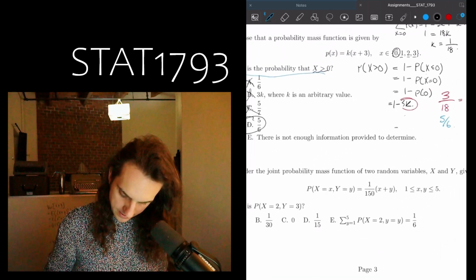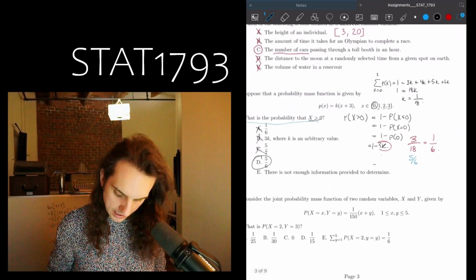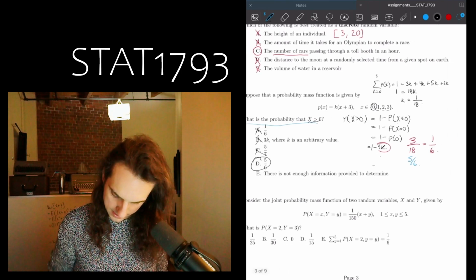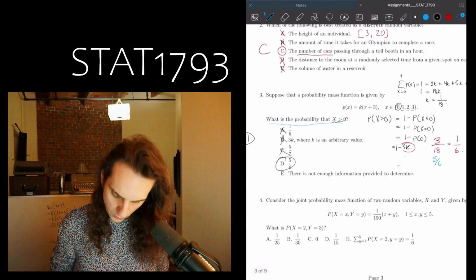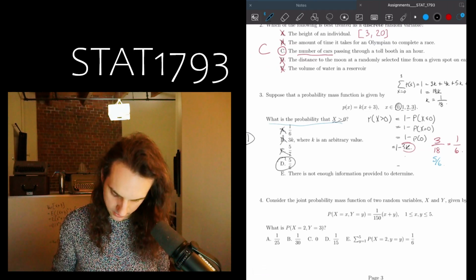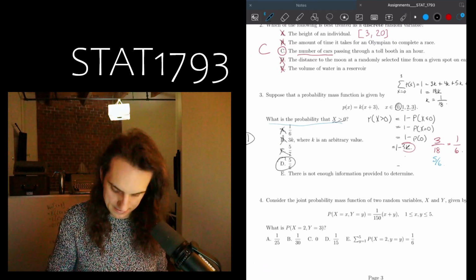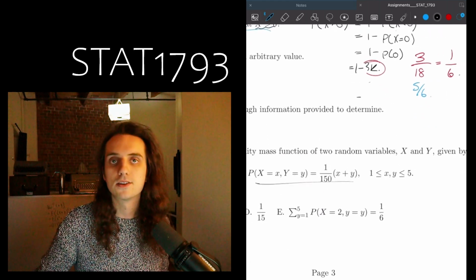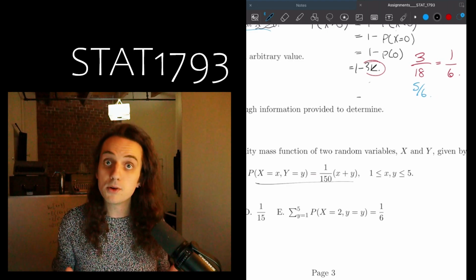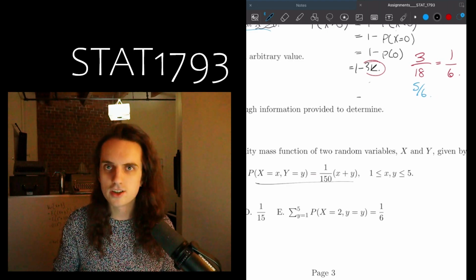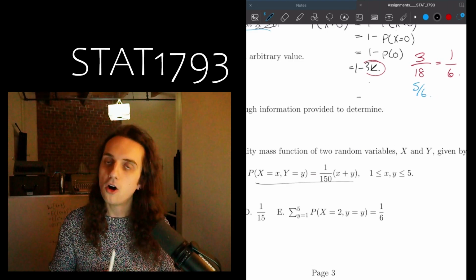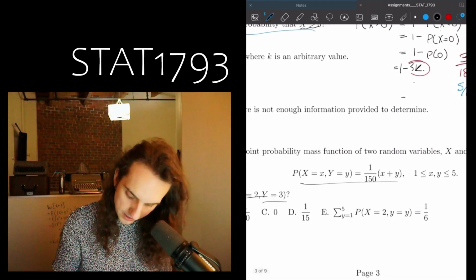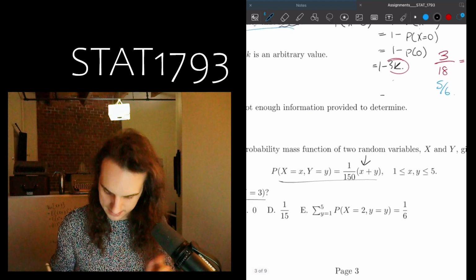All right, so the last one on this page, we're considering a joint probability mass function of 2 random variables, x and y, and we're given by this expression right here. What is the probability that x equals 2 and y equals 3? Okay. Here, we're just given explicitly the joint probability function, right? And so anytime you want the probability of an intersection, anytime you want the joint probability, all you have to do is you take these values, x equals 2 and y equals 3, and you plug them right into this function here. It's as simple as that.